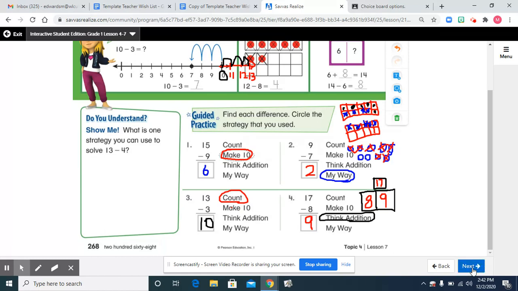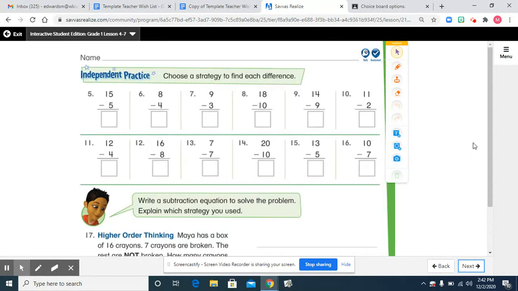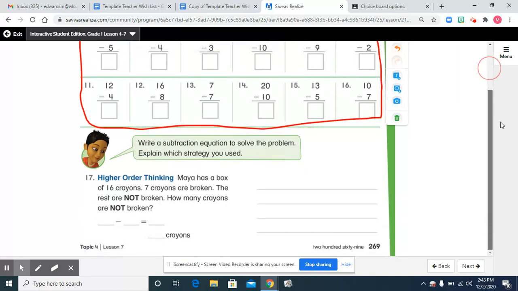Okay, if you're done with that page, look at the next page. I want you to do all the boxes at the top. So you're going to do 5, 6, 7, 8, 9, 10, 11, 12, 13, 14, 15, 16. You can do them any way that you would like, whatever is easiest for you. Now, if you get done with those and you want a little bit of a challenge, you can try number 17, but it is not required.